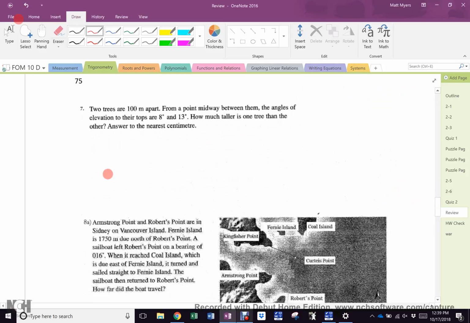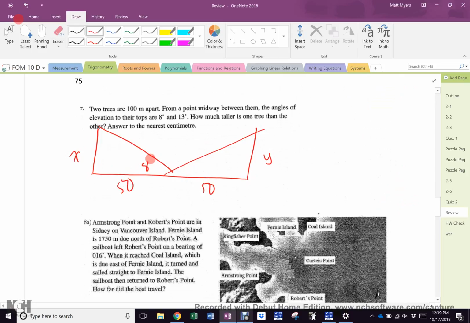Two trees are 100 meters apart. There is tree X, there is tree Y. 50, 50. 8, 13. I don't care if your drawing is different than mine. I want you to answer this question for me. Without doing any work, which tree is taller? 13. Why? Because it's got more degrees of up.